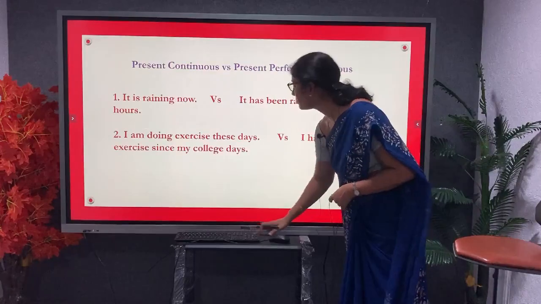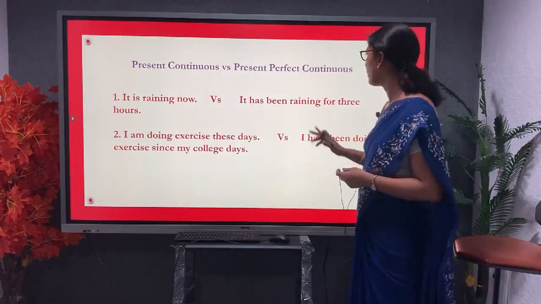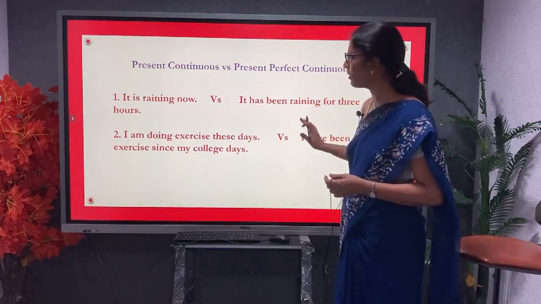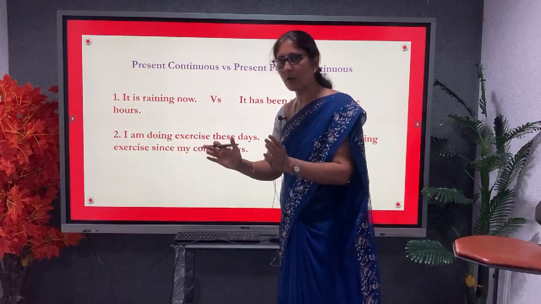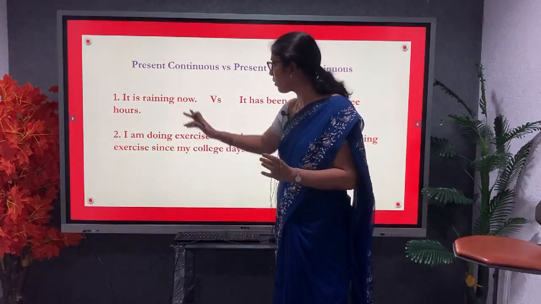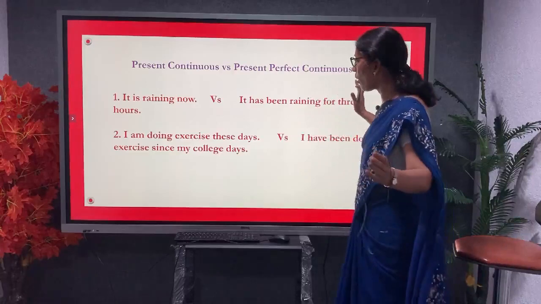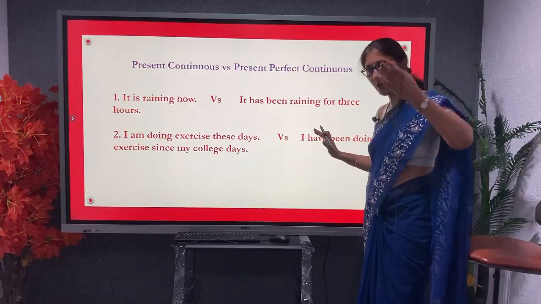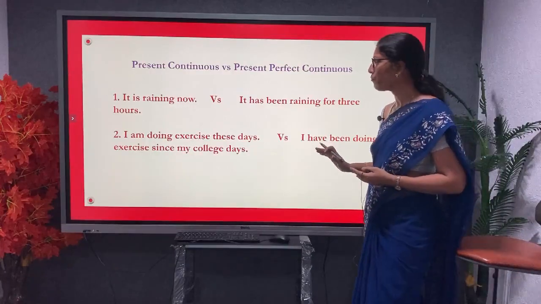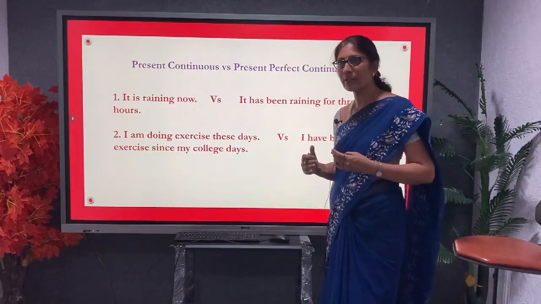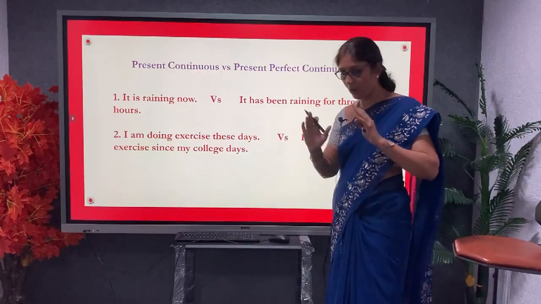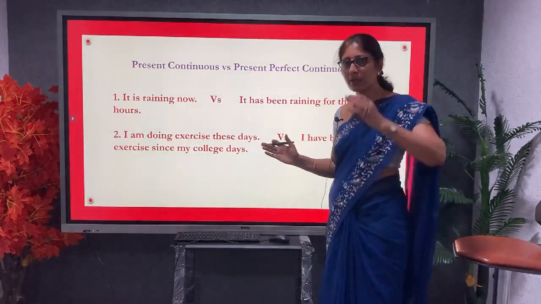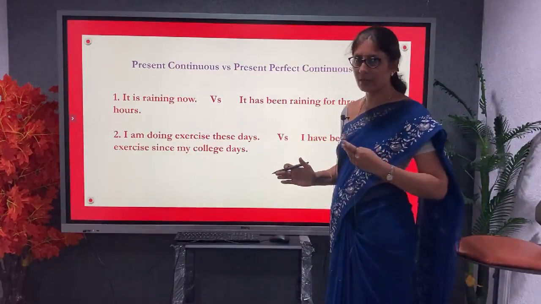Then next one, it is raining now and it has been raining for 3 hours. So present continuous versus perfect continuous. For small actions, or at the time of action, what actions are going on, then we use present continuous. For long time actions, we use it has been raining for 3 hours, continuously raining. So if you say I am studying first BTech, I have been studying first BTech, a lot of difference. I am studying means 1 year. I have been studying first BTech means for a long time you have been studying first BTech.